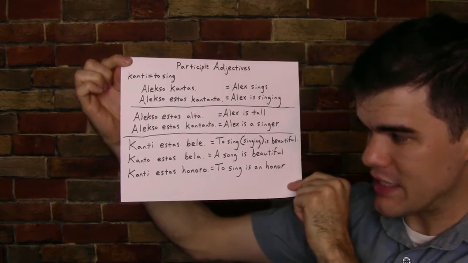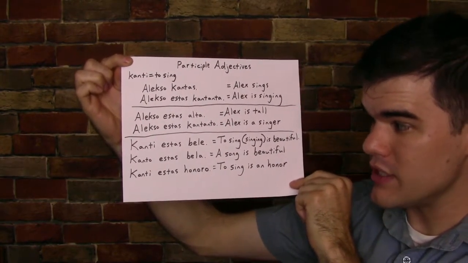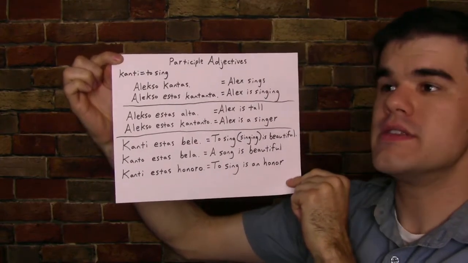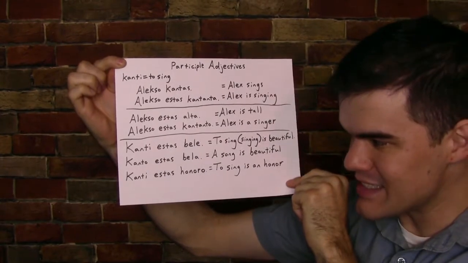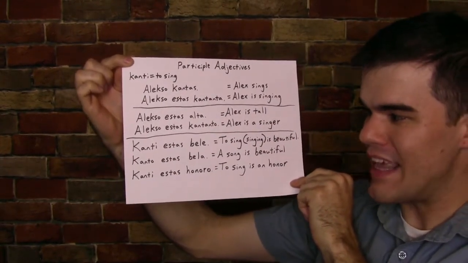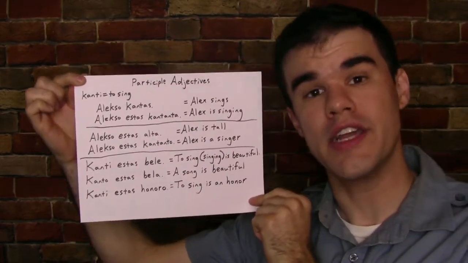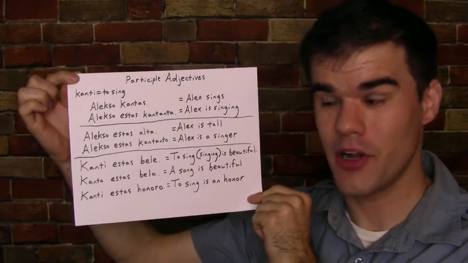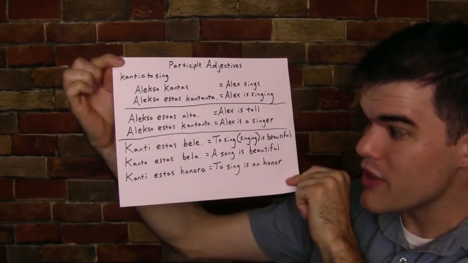So I words can equal o words can equal a words, and I words can equal e. But I words can't be described with an a. You would never say canti estas bella, even though it makes more sense. Canti estas belle is like saying to sing is beautifully. That's weird. Yeah, it's weird in English, but we're not learning English right now. We're learning Esperanto. So just take it from me. We do not modify an I with an a.